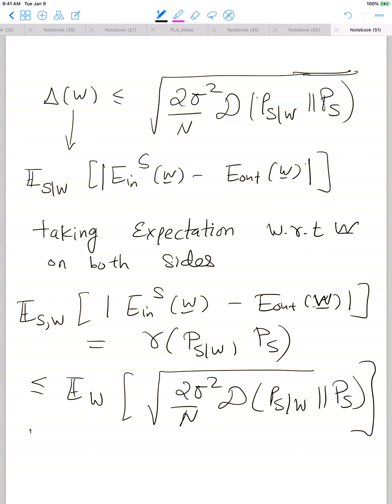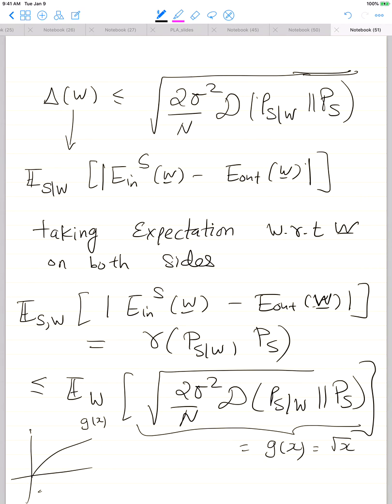So remember, if you think of this as some function g of x, so let's say g of x is root x, we want to take the expectation inside the square root, right? So do we get an upper bound or do we get a lower bound? So imagine this is the function g of x, it's a concave function, and we are currently taking the expected value of this function g of x. If we take the expectation inside g, do we get an upper bound or a lower bound? So think about it. Imagine you have 2 points, right? Like this.